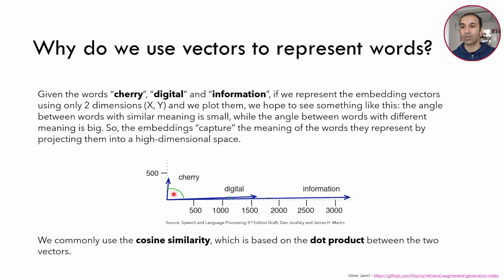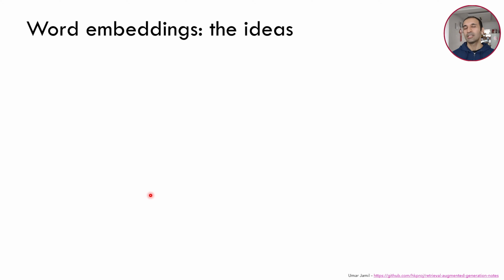Imagine we have another word called tomato. We expect it to point to this vertical direction here, such that the angle between cherry and tomato should be small. How do we measure this angle? We usually use the cosine similarity to measure the angle between vectors, and later we will see the formula of the cosine similarity.